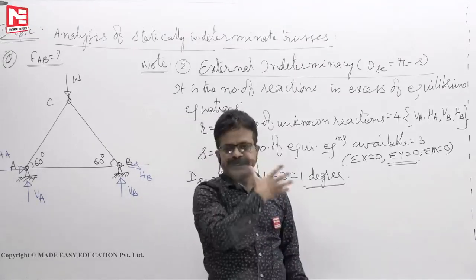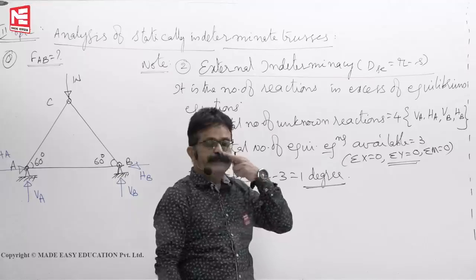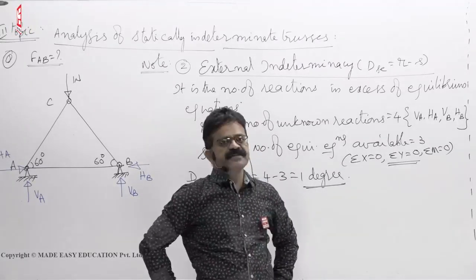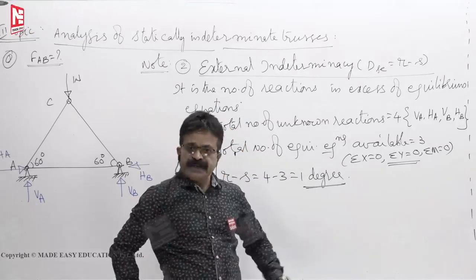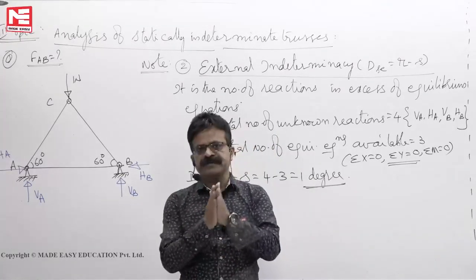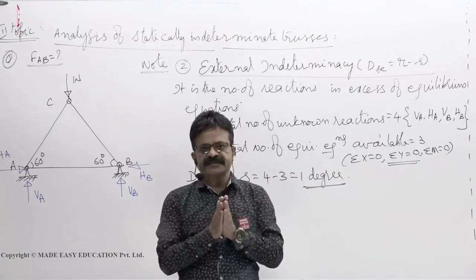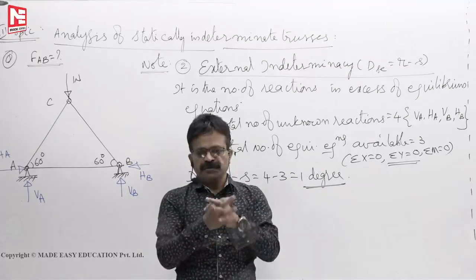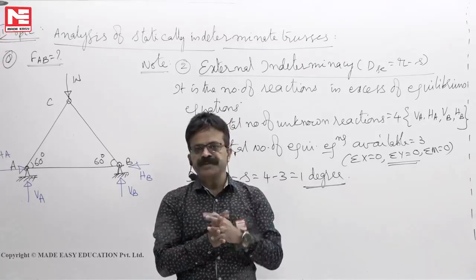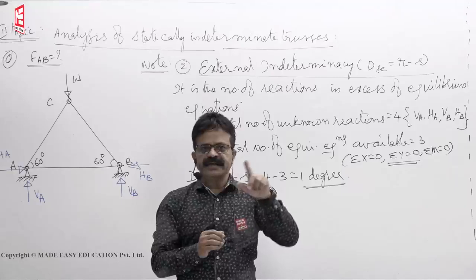Now, what is this indeterminacy, or why is the minimum number of reactions required 3? Again, this part about the stability of a structure we will discuss in detail for beams, frames, trusses, etc. For a plane structure to be in a stable condition, the minimum number of reactions must be 3: horizontal, vertical and moment reaction.